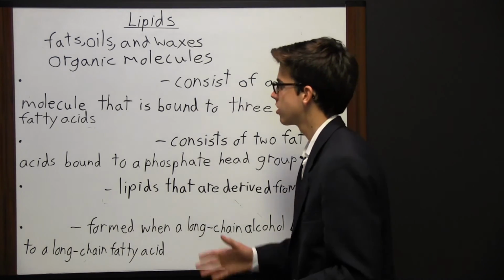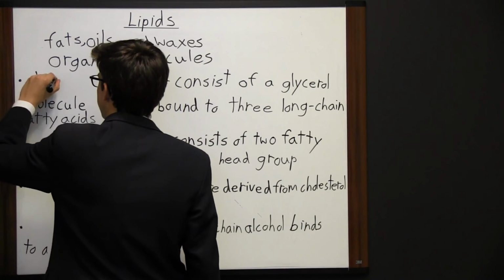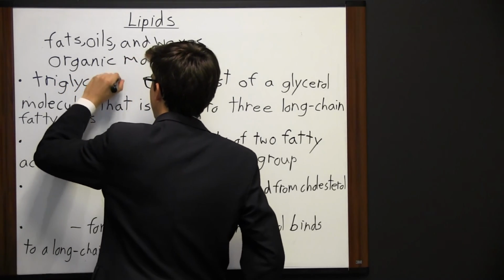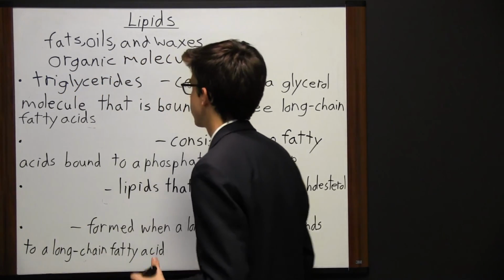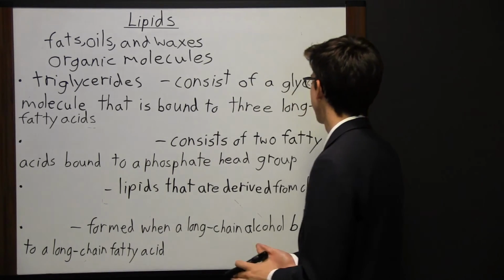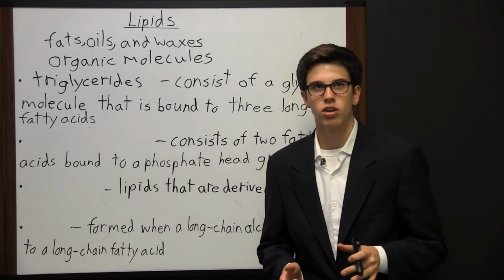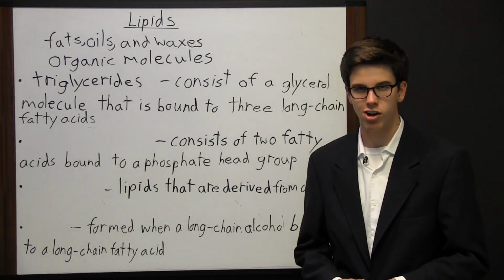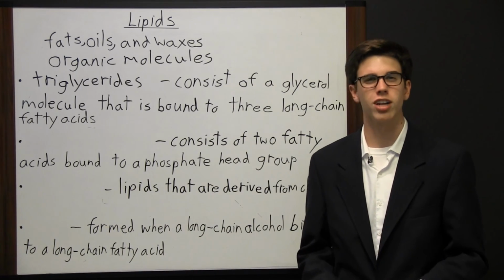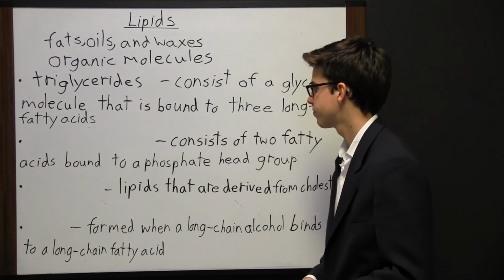Now, lipids include several different types of groups, and so the first is triglycerides. And so, stated somewhat simply, triglycerides consist of a glycerol molecule that is bound to 3 long-chain fatty acids. So, glycerol is a polyalcohol, and fatty acids are long-chain carboxylic acids. So, triglycerides are the most common lipids and make up fats and oils.